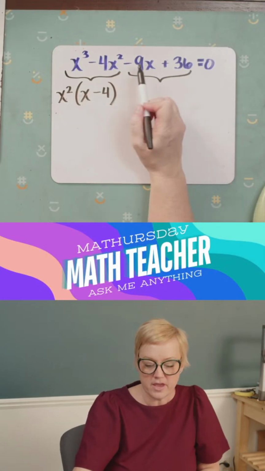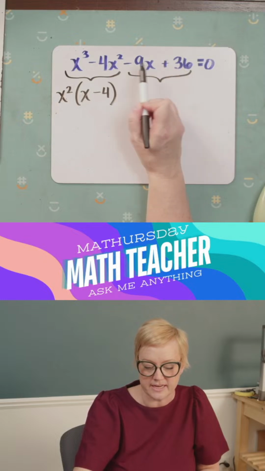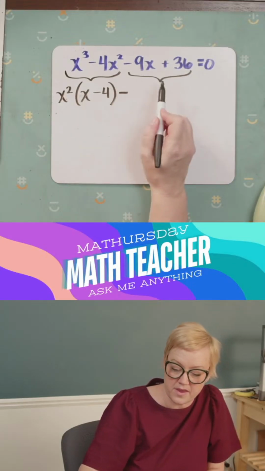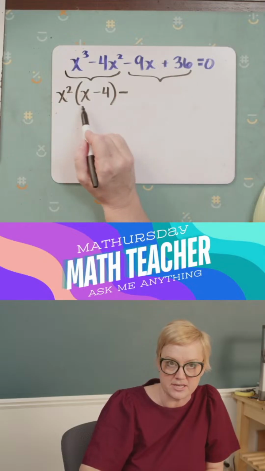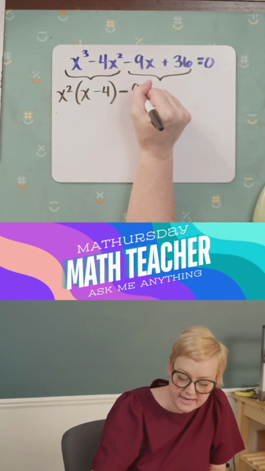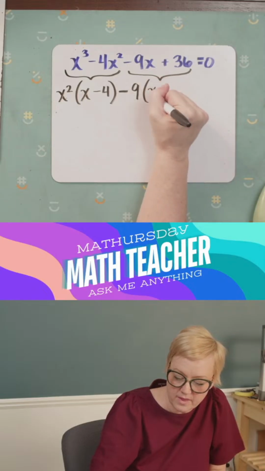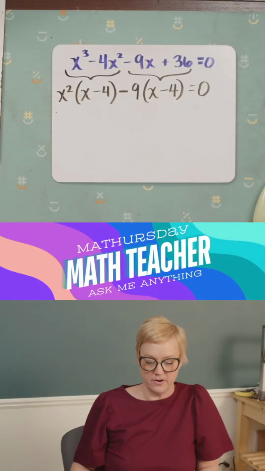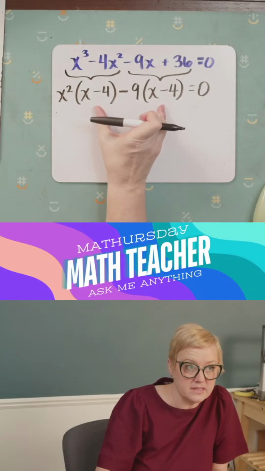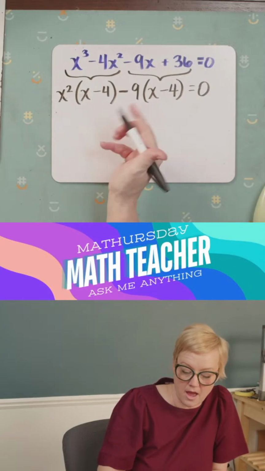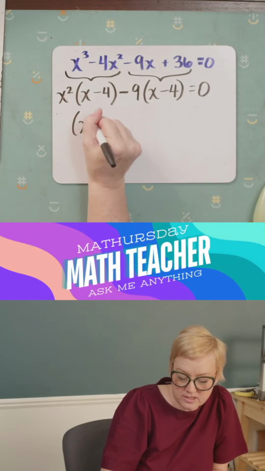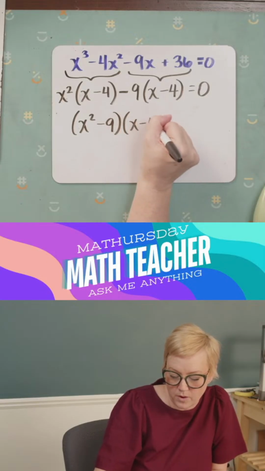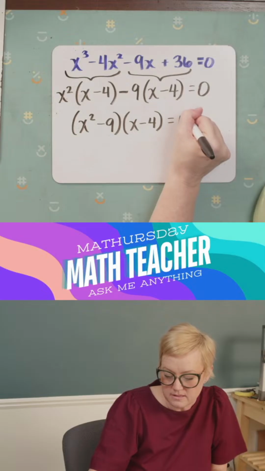Now here I'm looking at minus 9x plus 36. Since that first term is negative, I'm going to factor out a negative, and I want what's left behind to match up with this one. So I'm going to take out a minus 9, and that leaves me with x minus 4 again, equals 0. Now these are the same, and these become my other binomial. So I have x squared minus 9 times x minus 4, and that gives me 0.